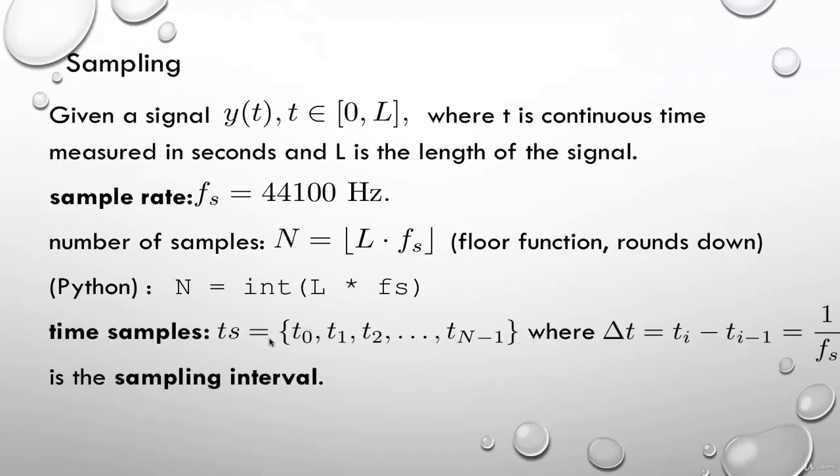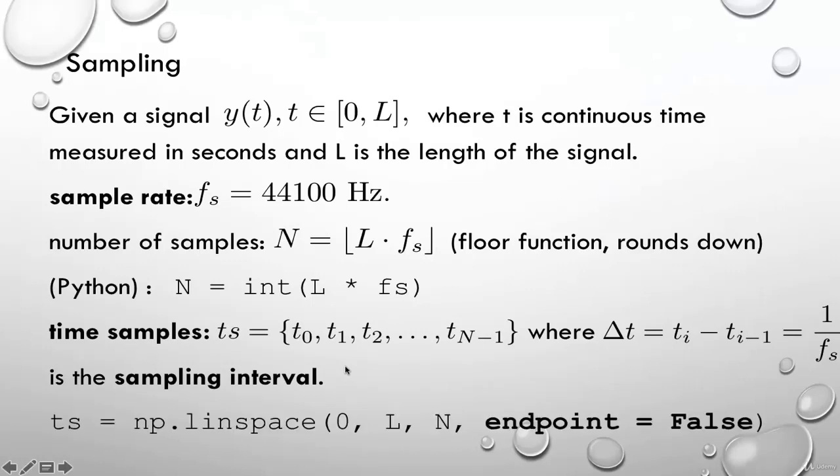And so the time samples are all the times that we pick these samples, so t0 to t of n minus 1, because we have n samples. And the distance between each of these sample times is delta t, and that's simply the difference between two consecutive sampling times. And this sampling interval is actually 1 over the sampling rate. We'll do an example in a second to describe that.